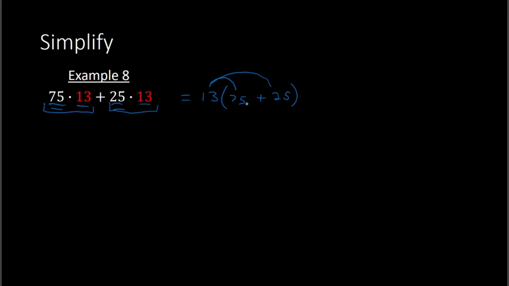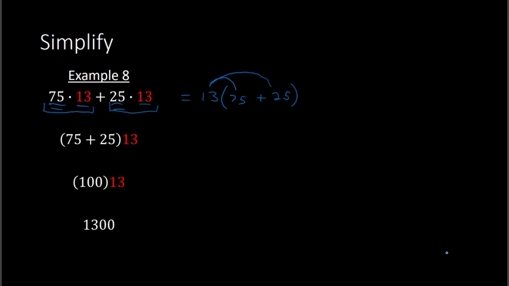And the 13 can be in the front or at the end. It doesn't matter. Here I put it at the end. And then what I can do here is 75 plus 25, we know is 100. 100 times 13 would be 1300. So using this reverse distributing process, we have made a very complicated looking problem into a very simple problem.